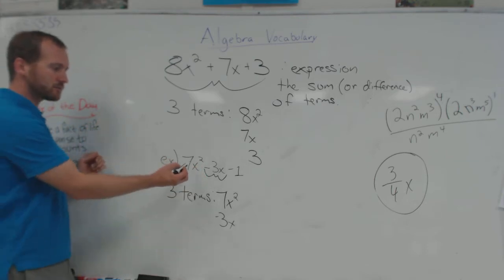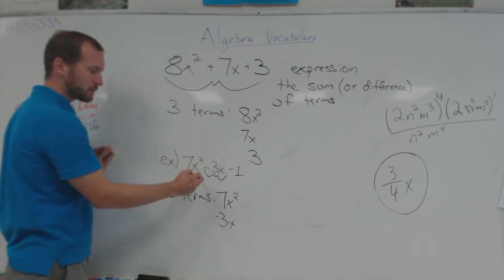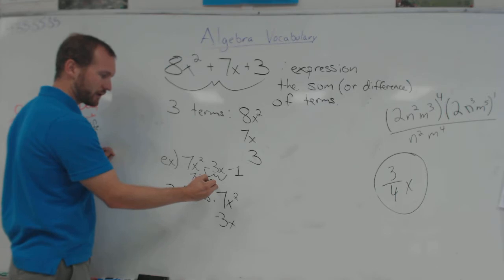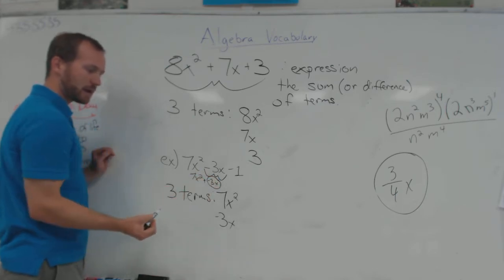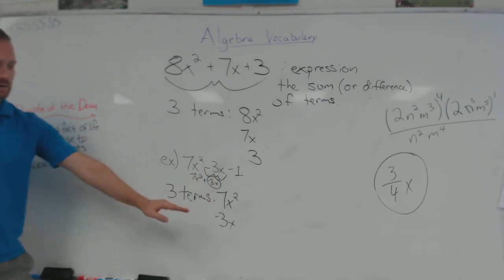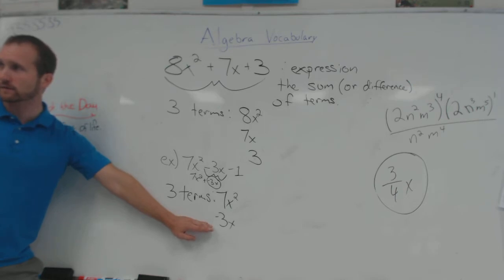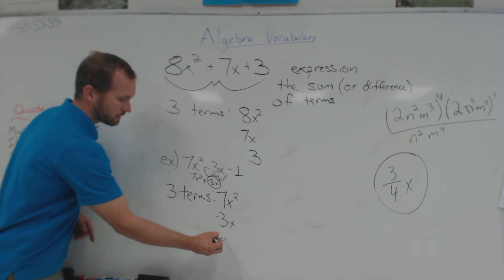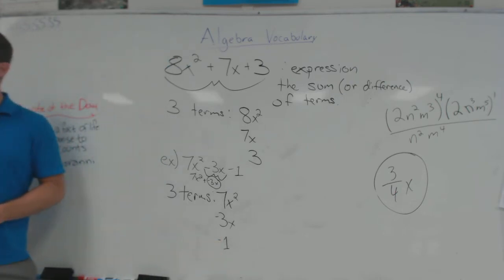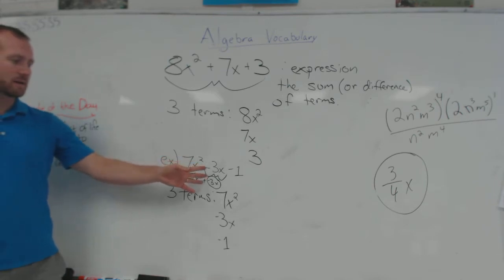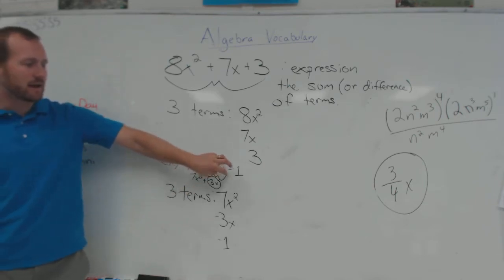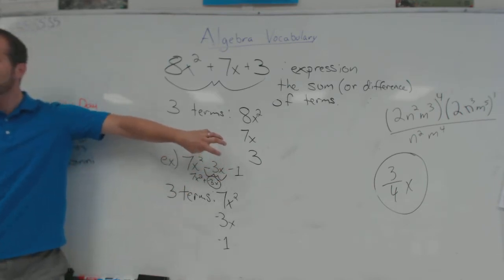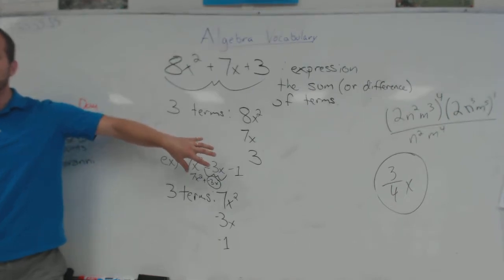So remember, this is really 7x squared plus negative 3x. And so what's being added is negative 3x. So our term is negative 3x. And then the third term is minus 1. So you only do that for subtraction, you have to add this side. So when you're subtracting, you just have to remember that negative is part of your term. It goes with your term.